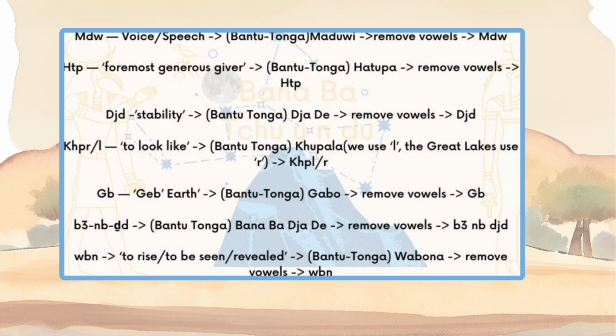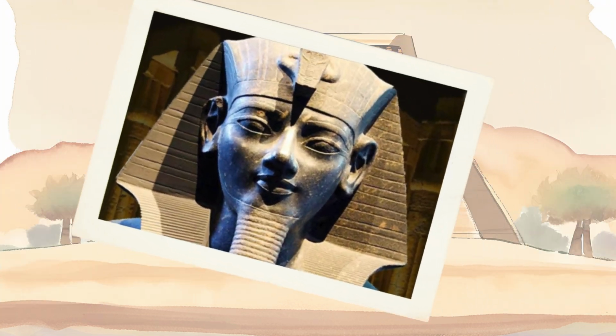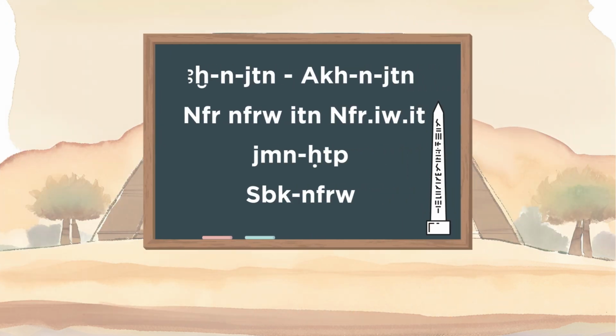This video will focus on correctly translating what Egyptologists say are the words Akhenaten, Nefertiti, Amenhotep, and Sobekneferu, in that order. Let's start with Akhenaten.